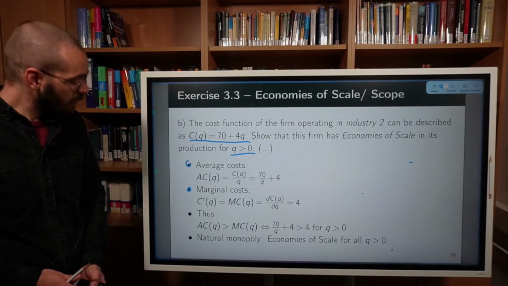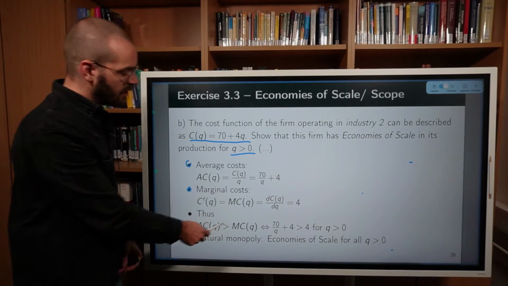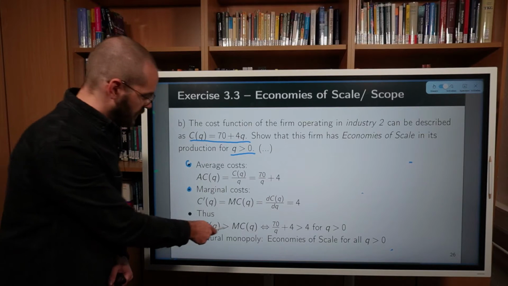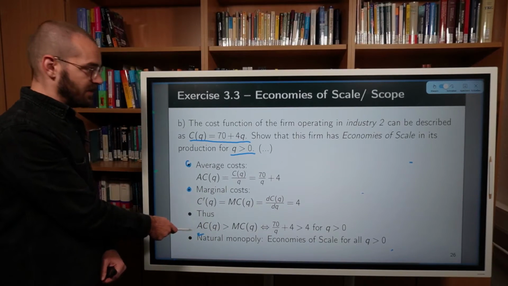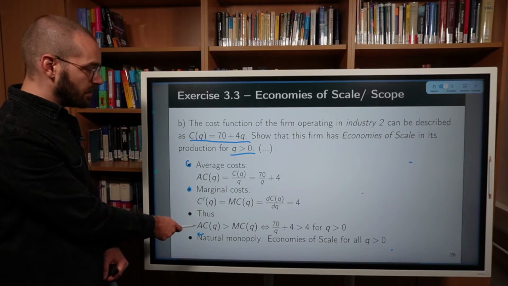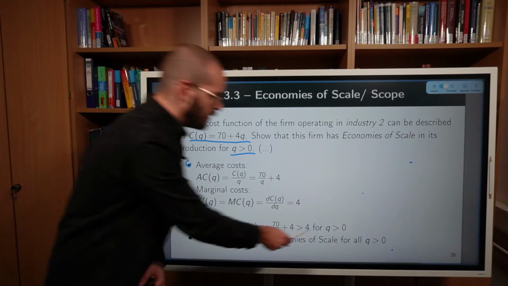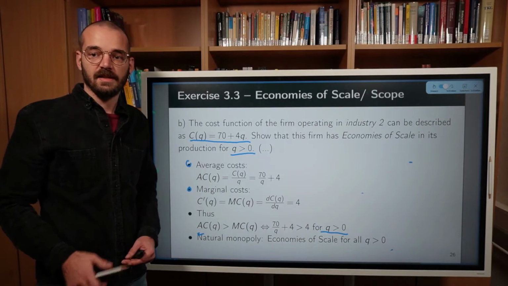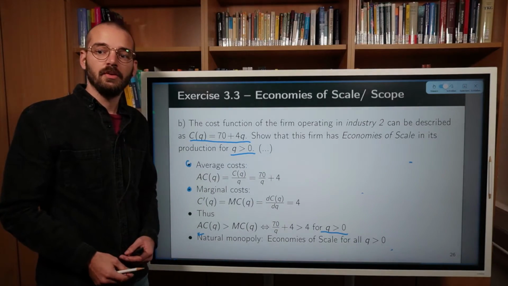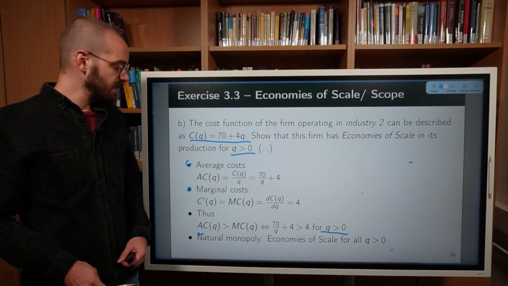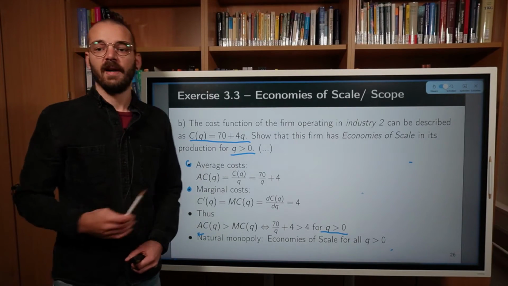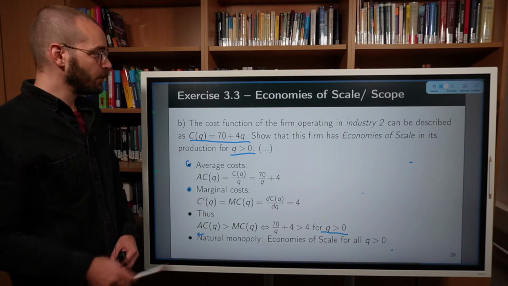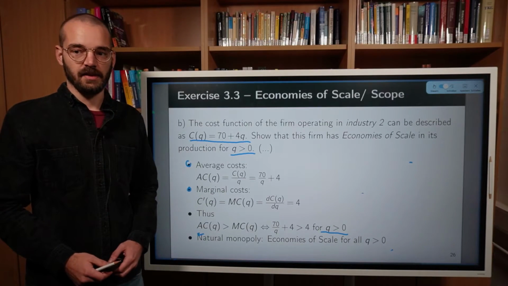All right, we know average costs, we know marginal costs, so we can simply plug these numbers in and see that this expression, so the existence of economies of scale, is equivalent to saying Q is larger than 0. Which can be interpreted as, for any Q that is larger than 0, we see that the average costs are larger than the marginal costs. So for any value of Q larger than 0, we see economies of scale in this industry.